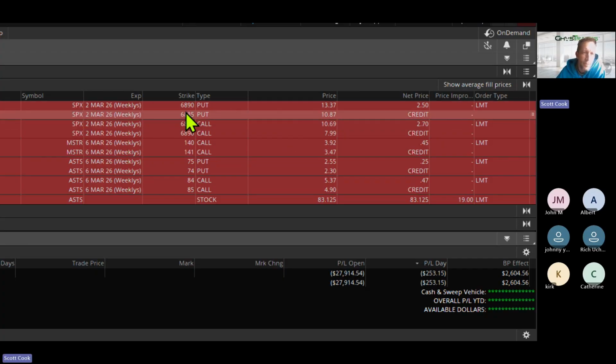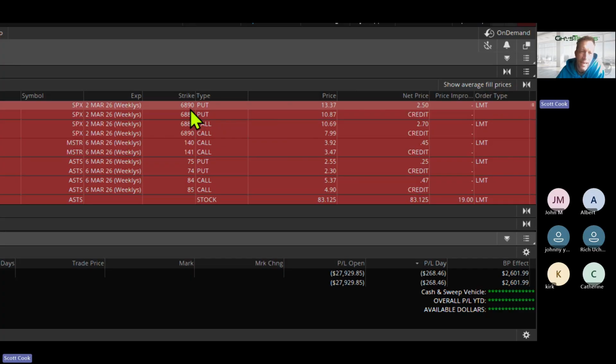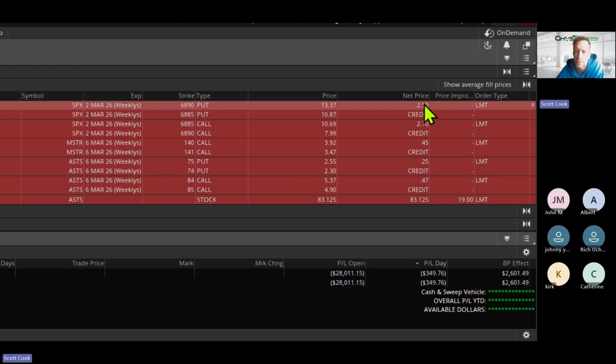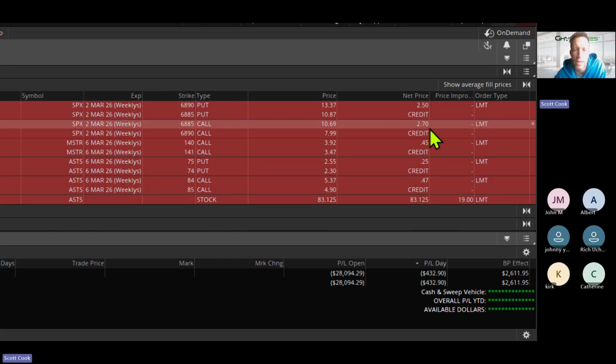But this bull put spread up here takes a max gain. We close above the 68.90. Both of these puts expire worthless. I make 250 bucks. So I lost 230 on this trade, but I made 250 on this trade. There's a $20 gain. No matter what way you cut it, I just made 20 bucks.